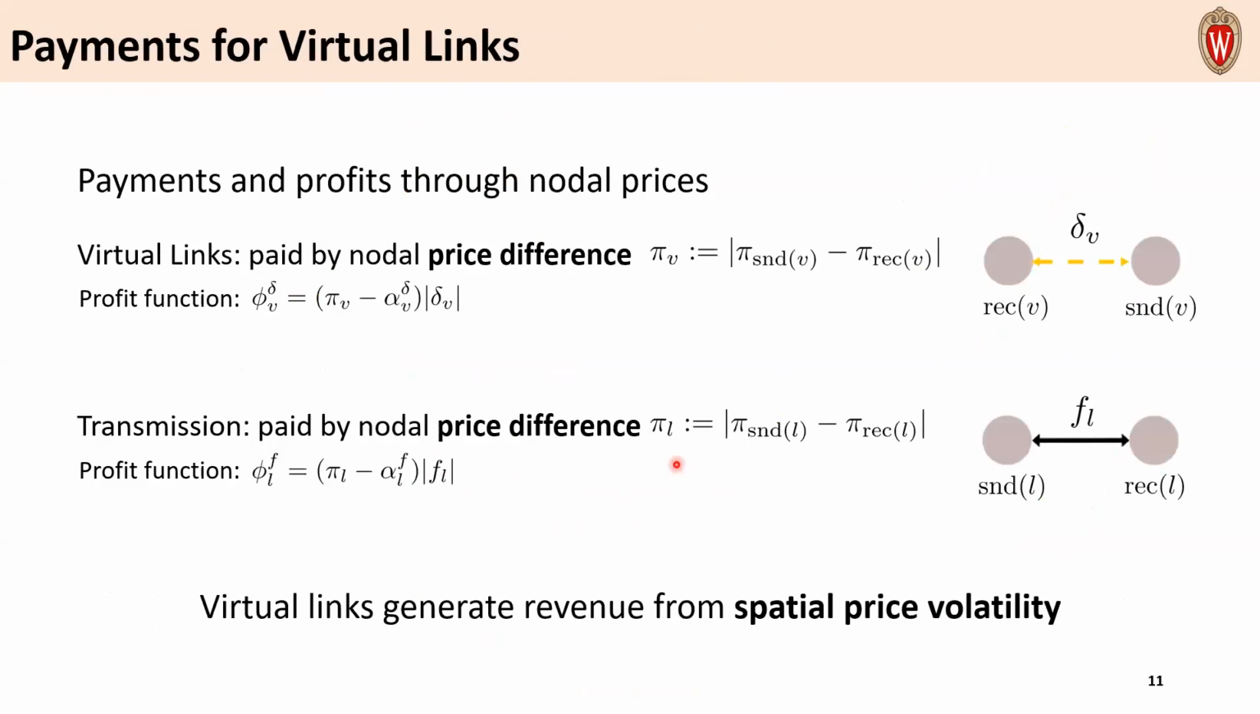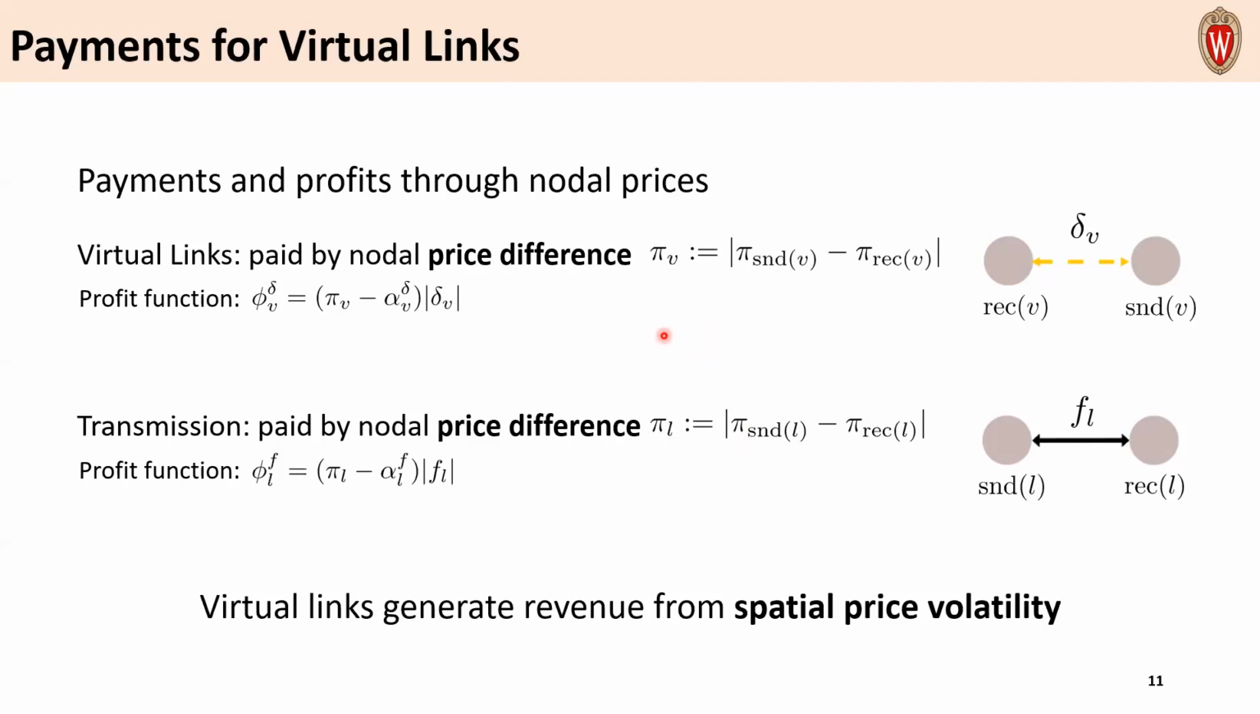So how does our market pay for the virtual links? Each unit of virtual link is paid by the price difference between the nodes that virtual link connects. Again, similar to how markets usually pay for the transmission lines. This is key to how our market clearing model incentivizes flexibility from data centers. The payment for virtual links becomes an additional revenue stream for data centers.